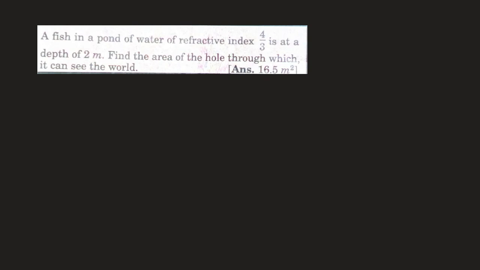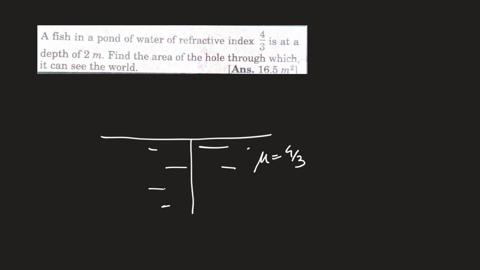So here we have a fish in a pond of refractive index 4 by 3. So mu is equal to 4 by 3. This fish is at a depth h equal to 2 meter. Find the area of the hole through which it can see the world.